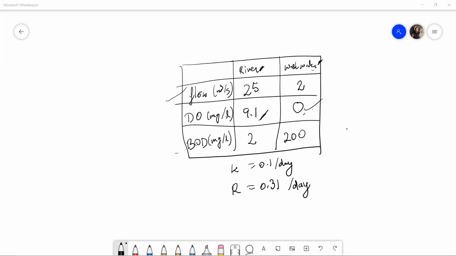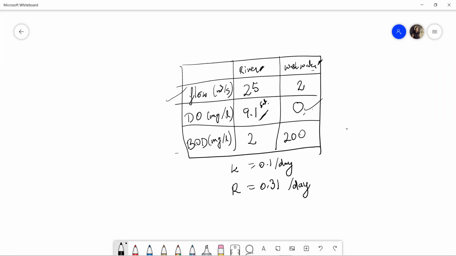9.1 itself we can consider as saturation DO. Generally, they consider saturation DO as 9.1 itself. Else they might give you a separate saturation DO in the question. They will say, consider saturation DO as so and so. So DO of the river is different, saturation DO is different then. Okay, so don't get confused in that.